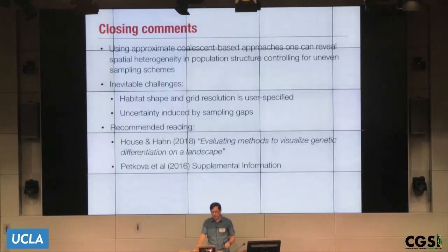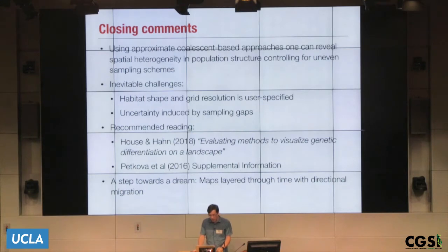So I included some reading recommendations. The House and Hahn paper is a recent paper that evaluates different methods for studying spatial population genetic structure, so it's a nice one, and the supplemental info in DESI's paper is quite rich, so I encourage you to look at it. All in all, I view this as a step towards a dream. It's not quite all that one would hope for, but it's towards the day where we might be able to have maps layered through time that have directional migration as well.